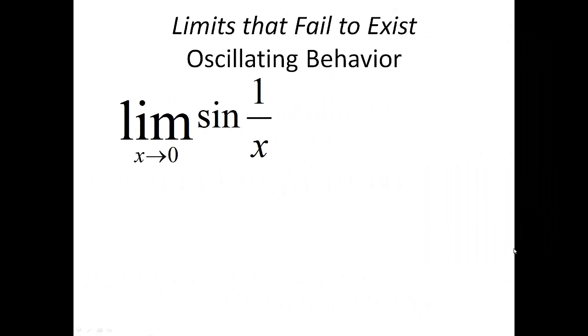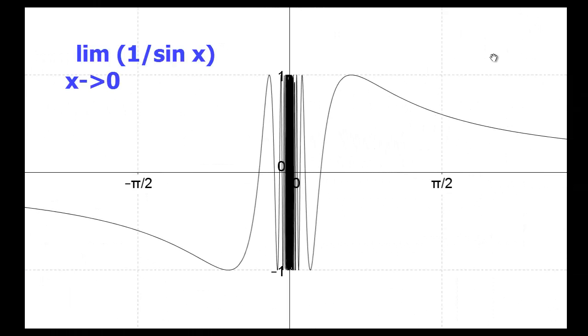Let's look at the final case of oscillating behavior where a function goes between two different values back and forth continuously and never actually reaches a limit. So let's look at the function, the limit of sine of 1 over x as x approaches 0. Let's look at this graphically. And this is a fascinating function. And here's a look at it from negative pi to pi. And you can see as we approach 0 from the left-hand side, there's just this blur.